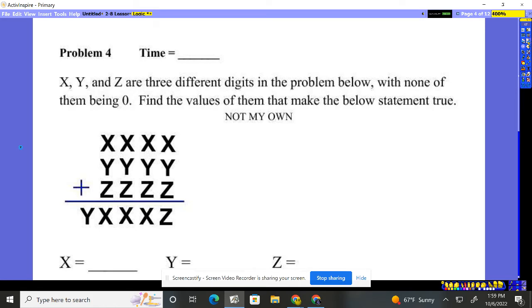Problem 4. The key here is, remember, every X is the same. So maybe it's 2, 2, 2, 2, and Y is maybe 7, 7, 7. I don't know. But the key is X, Y, Z. When you add them together, it's going to give you back that Z value. Don't forget, if that added up, let's say to 16, meaning this was a 6 and this was a 6, you've got to remember to carry your 1. Okay. And whatever number this is, it's out here in the final answer.